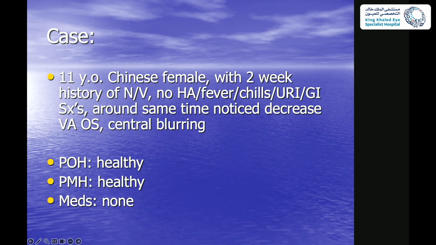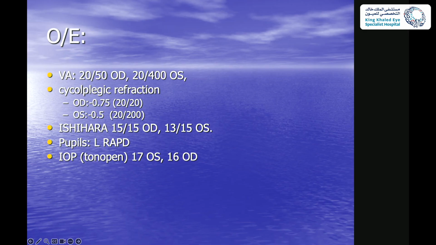It's an 11-year-old Chinese girl with a 2 weeks history of nausea and vomiting. Apparently at the time, no headaches, no fever and chills or upper respiratory tract symptoms. And she noticed that the vision in the left eye is blurred with central blurring. Otherwise, everything is pretty good. And the vision in the left eye is 20/400, with pretty reasonable refractions.